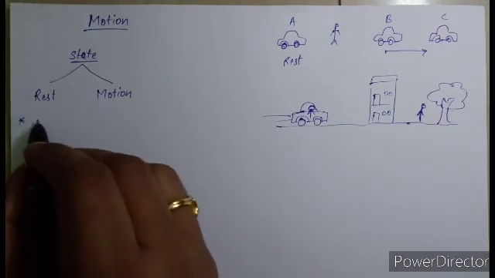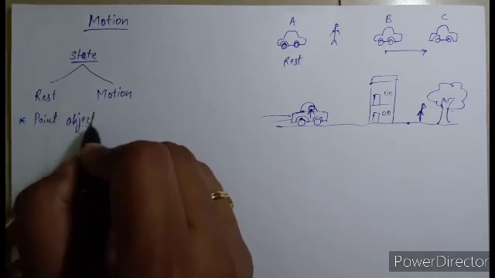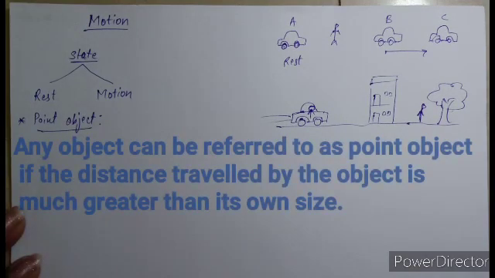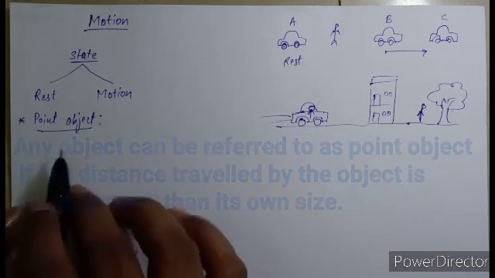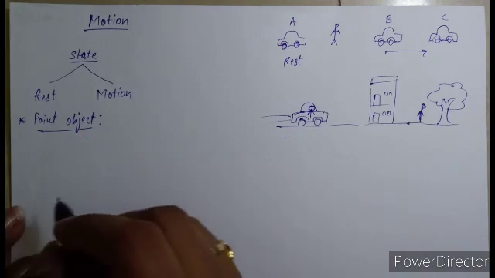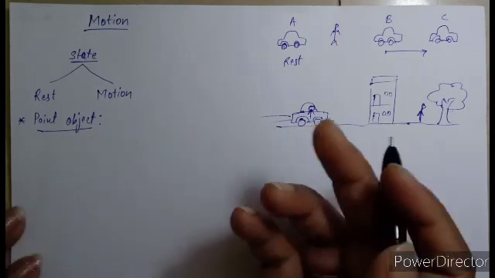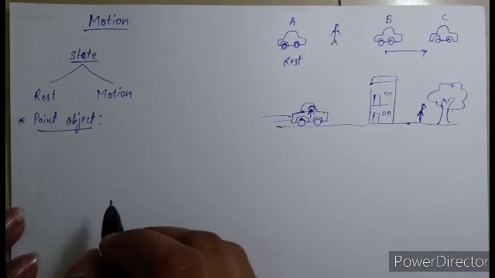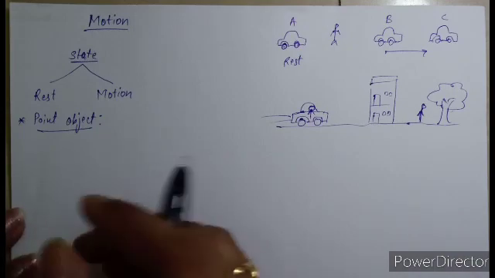Next topic is point object. Any object can be referred to as a point object if the distance traveled by the object is much greater than its own size. For example, a football in a football ground, a train which is moving from Raipur to Delhi. In all these cases, the object which is traveling is much smaller as compared to its travel distance.